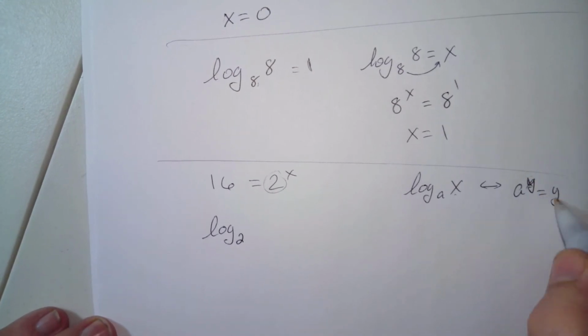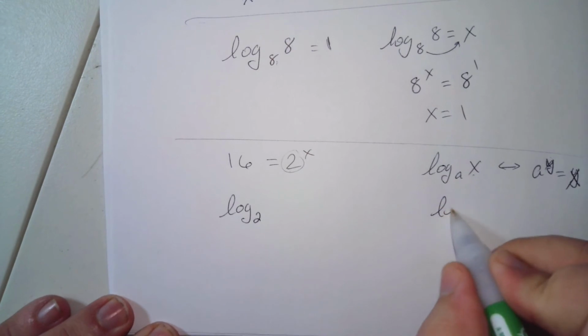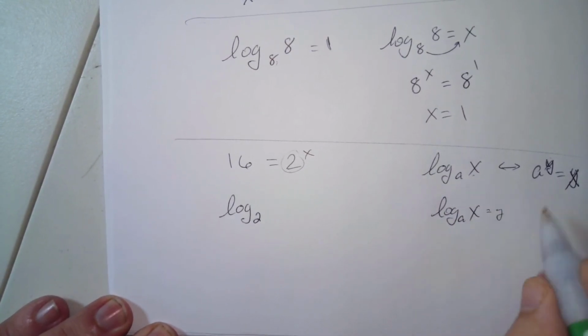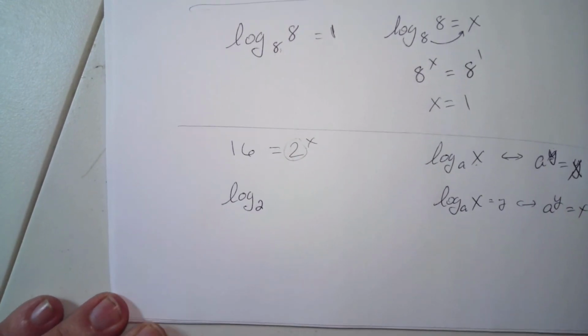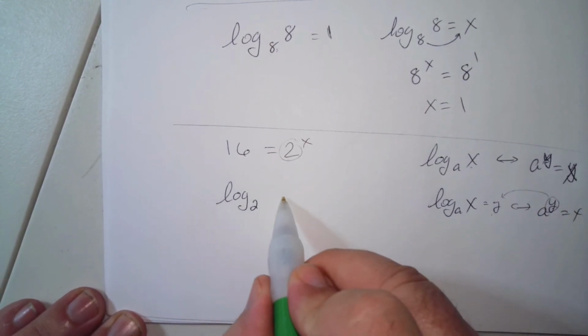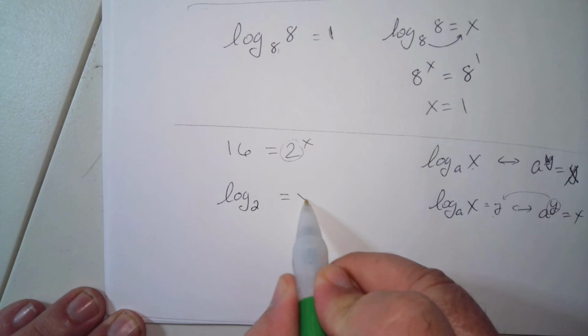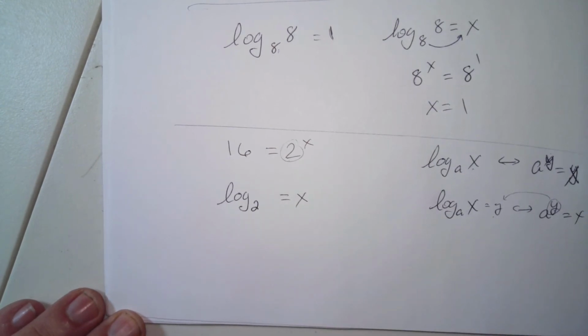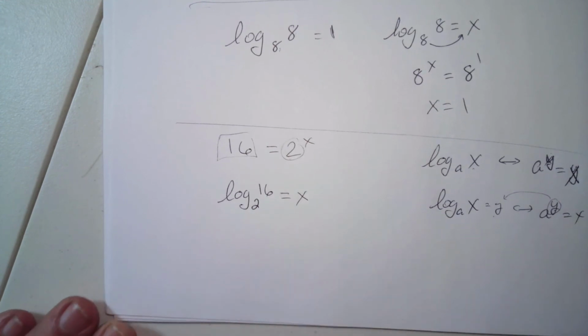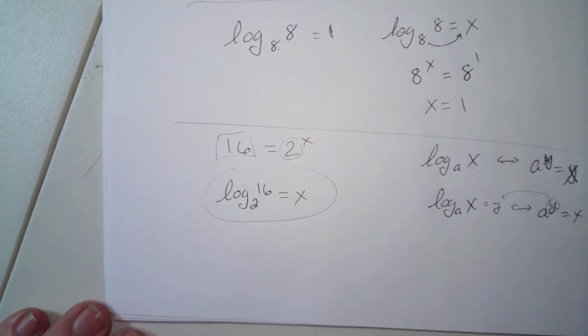actually, it'd be log base a of x equals y. So it's a to the y equals x. So whatever your exponent is, that's your answer. And whatever the answer is here is now inside the equation. So they just switch places. So there's your answer.